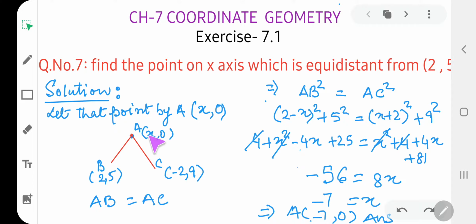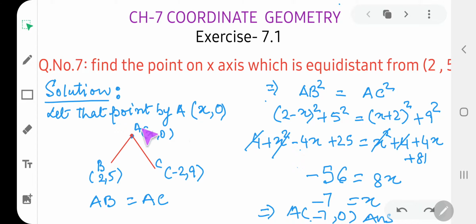A, and he is saying that this point is on x-axis, and we all know if the point is on x-axis its y coordinate is 0. So that means if we have taken point A on x-axis, it must have one value for x, but its ordinate will be 0. So abscissa we are assuming as x and ordinate will be 0.